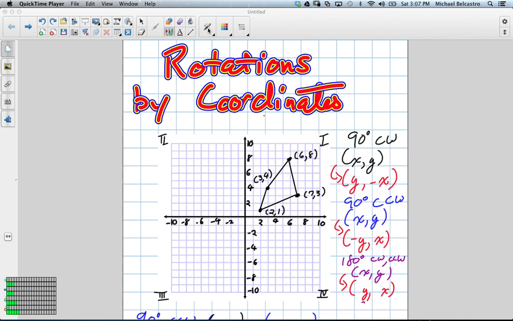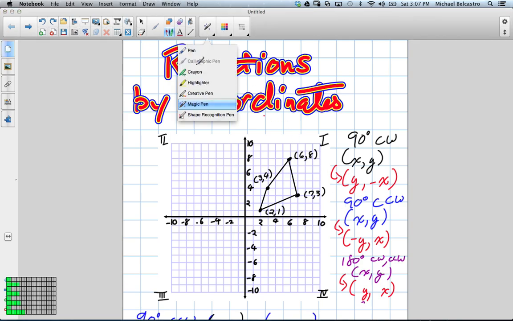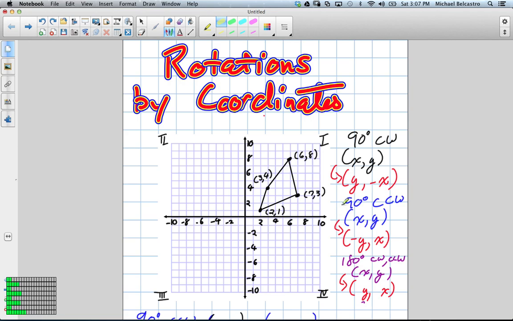Okay, we're going to be rotating by coordinates again, but this time we're going to specifically focus on rotations of 90 degrees counterclockwise. Now, a rotation of 90 degrees counterclockwise, and we spoke about our quadrants as being quadrant 1, 2, 3, 4. That's starting here and turning it back the other way.